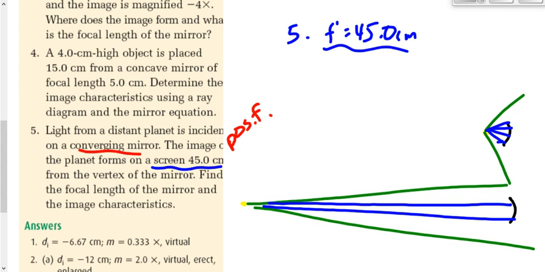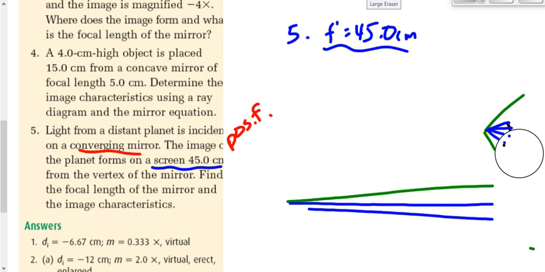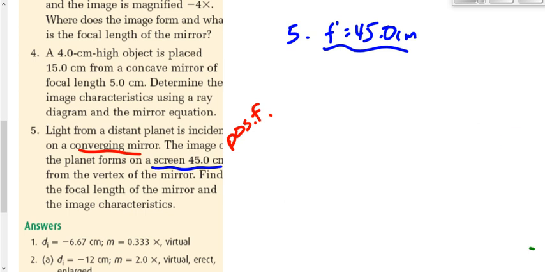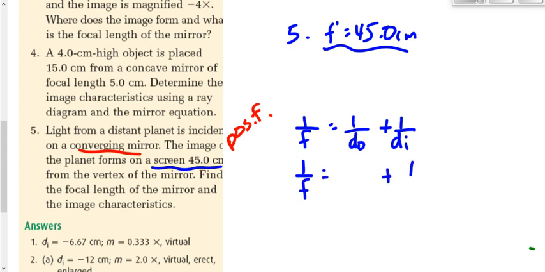Now, I'll tell you what. When I did this question first, that's not the way I did it. I actually solved this mathematically. I said that 1 over f is equal to 1 over do plus 1 over di. We're looking for f, right? di is 45.